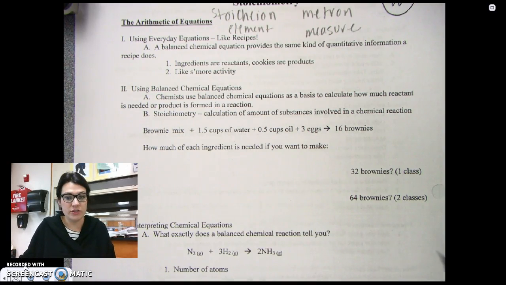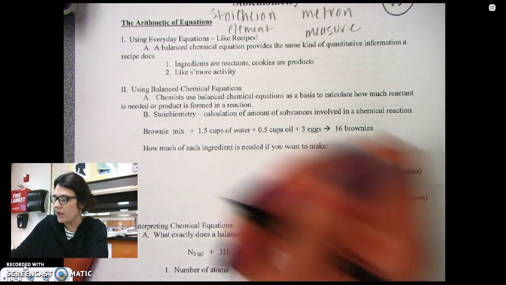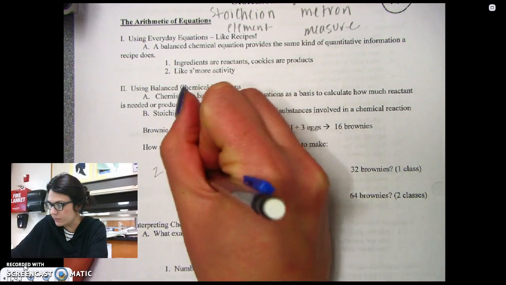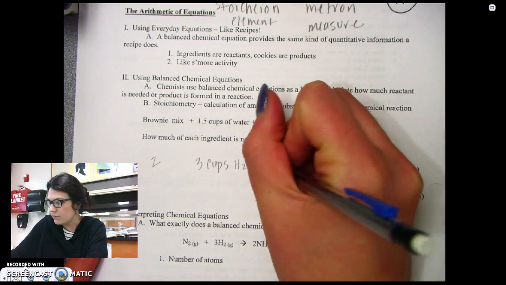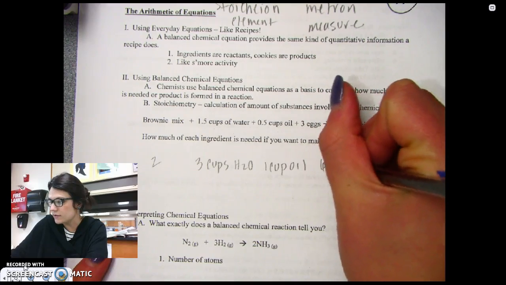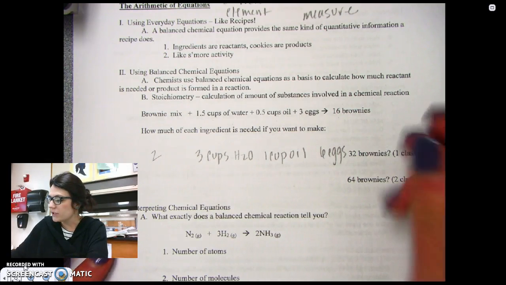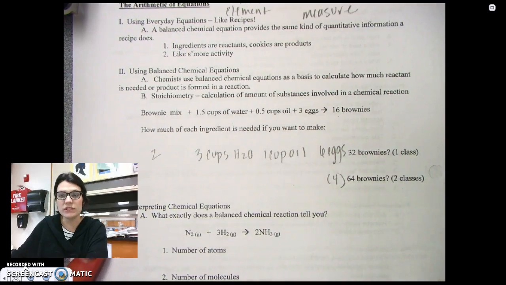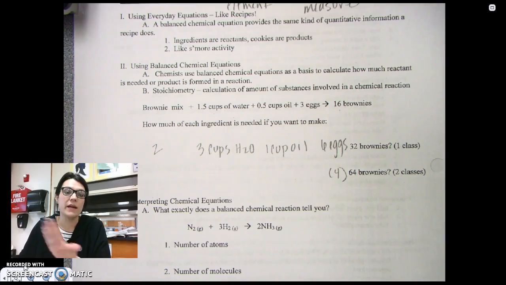Hopefully you realize that 32 divided by 16 is 2. So all of these ingredients would have to be multiplied by 2. So for example, I would need 2 brownie mixes, I would need 3 cups of water, I would need 1 cup oil, and I would need 6 eggs. And then ultimately you could do the same thing for your 64 brownies, realizing that this is 4 times, meaning you would have to multiply all of these by 4 to make 64 brownies.